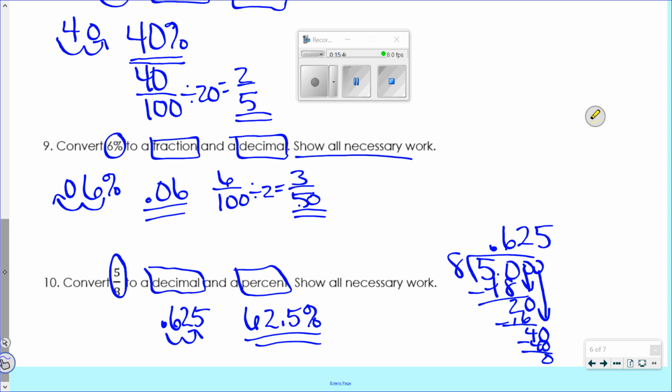Yes, Devin? Don't think we rounded it to make the percent. Nope. Did it say to round? No. If it says to round, I will warn you, you should round. But if it does not say to round, don't round it. Do what it says. Okay? So that is all of your answers. That is how to get to all of your answers.